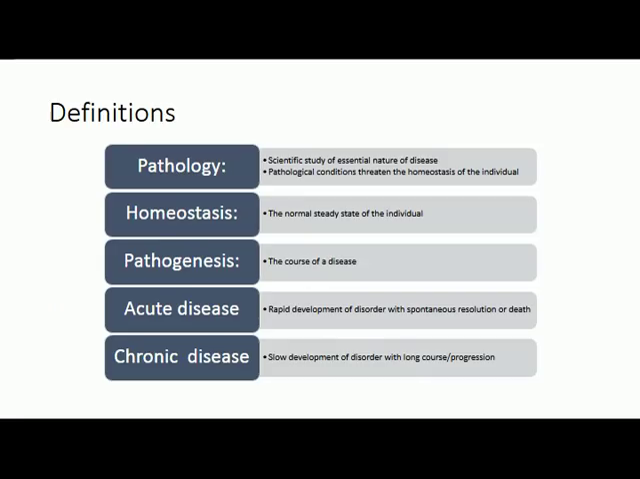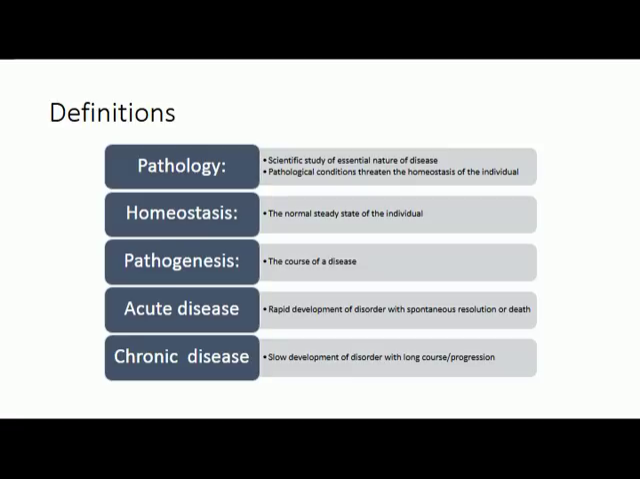tests. These are some additional terms that you are responsible for. And pathology is the scientific study of the essential nature of disease. It's a description of the traits, causes, and effects of abnormal conditions. And abnormal conditions are called pathological. Homeostasis is the normal steady state of the organism, so it's the system of checks and balances that keep a person healthy, the condition that we hope to maintain.